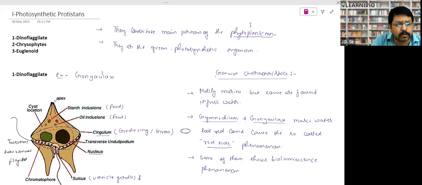What are the phytoplankton? Can anybody tell me? Yashir, Nabiha, Haya, what are the phytoplankton? These are small cells, and fishes eat them. Fishes and small animals, crustaceans, eat them. And they are green photosynthetic organisms.